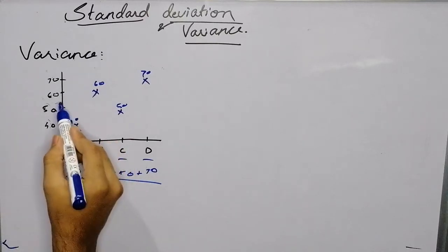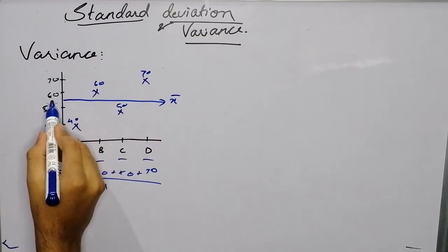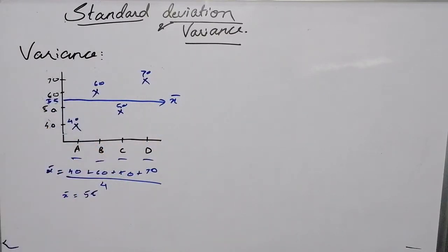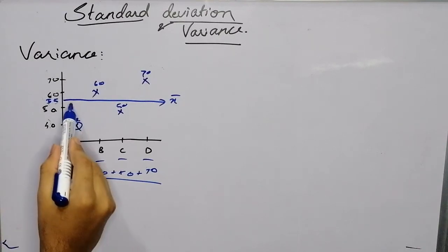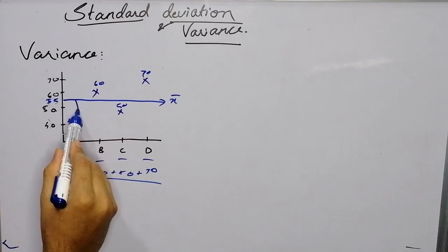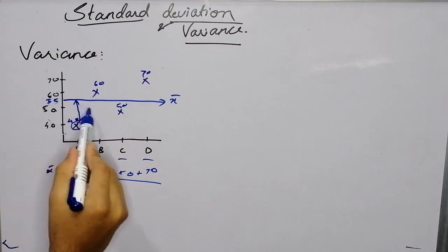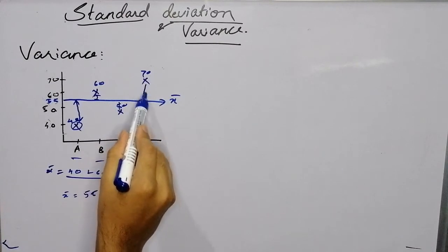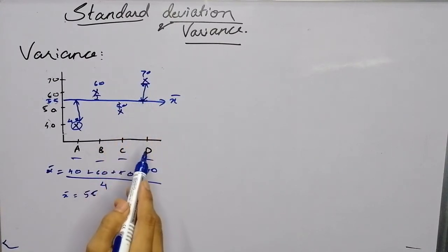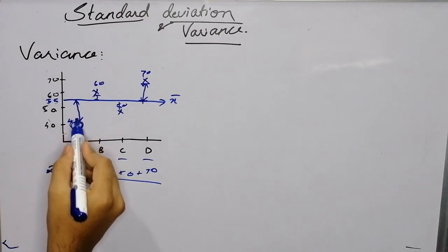Alright, so now we have the mean. Let us draw a line over here. Let's call this x bar. It is at 55. Now we need to find the distance of each and every point that is away from the mean. So how much distance is point A away from the mean? And similarly with B and C and D. We need to find the difference in order to know how much the points are away.